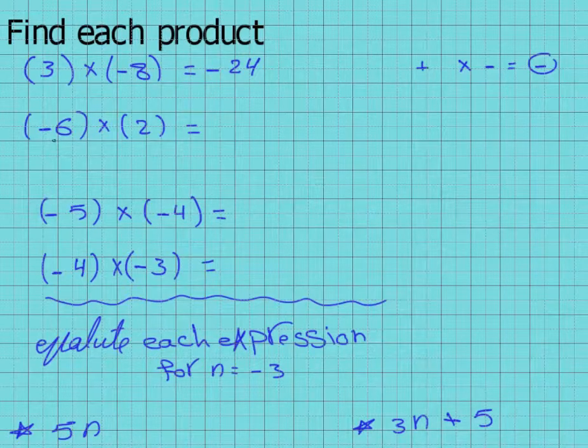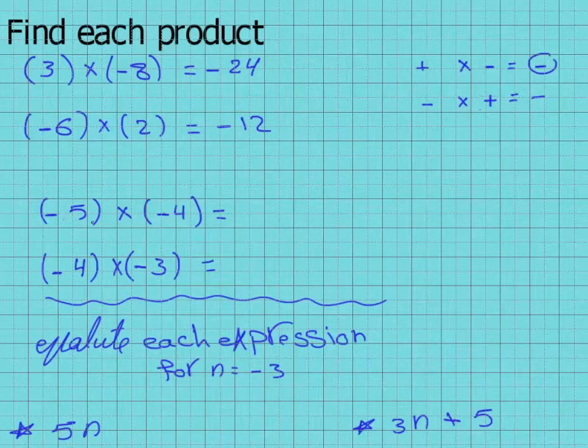Now here I have -6 multiplied by 2. Here we said one of them is negative and the other is positive. Yes, the same rule, the answer is negative. 6 multiplied by 2 is 12. Now, don't get confused between the rules of multiplication and the rules of how to add integers. They are totally different.